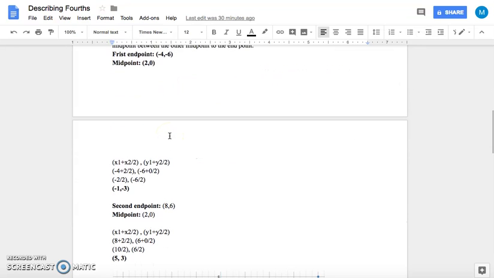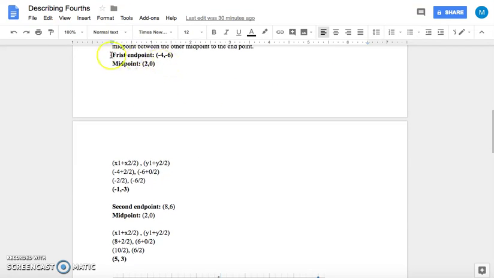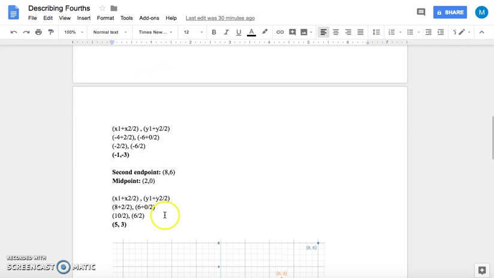To find the first fourth, you would take your first endpoint, which is (-4, -6), and then you would take the midpoint, which we just found, which is (2, 0), put it into the same formula, add -4 to 2, add -6 to 0, then you would divide those two by 2, and your answer would be (-1, -3), and that is your first fourth.